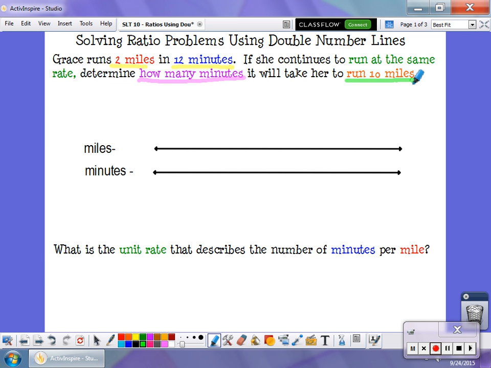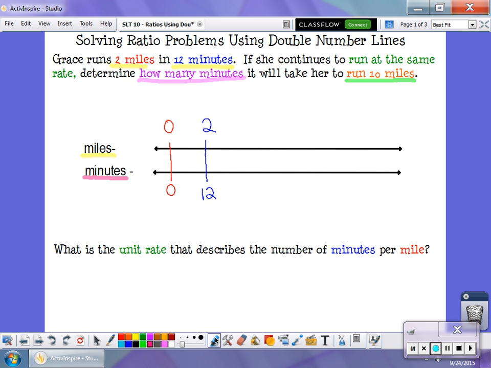lines, one on top of the other. These two number lines are going to be used to represent our ratios. It's really important when you create double number lines that you label each number line so you can tell which value goes with each label. So I know that if Grace runs 0 miles, it will take her 0 minutes. I also know, based on my question, that when Grace runs 2 miles, it takes her 12 minutes.